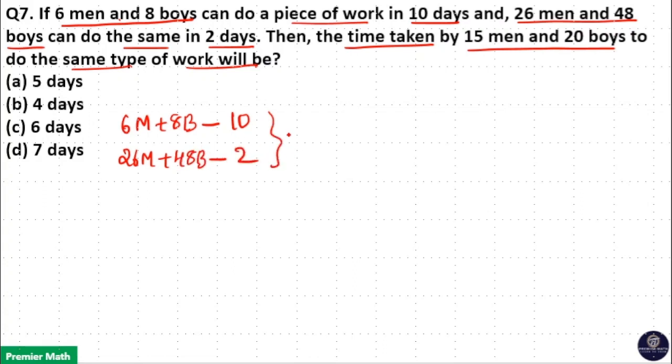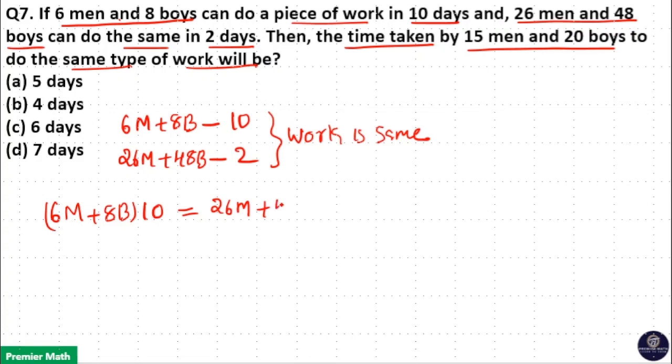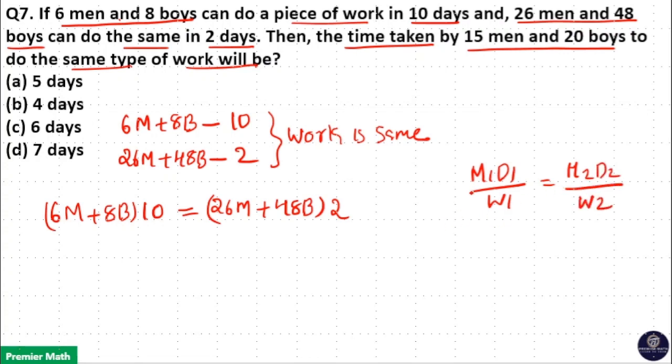Now the work is same. So equalize it. That is 6 men plus 8 boys can do a job in 10 days and the same work can be done by 26 men and 48 boys in 2 days. Here we are using the formula M1 D1 by W1 is equal to M2 D2 divided by W2. That is M1 is equal to number of men, women or children. D1 means number of days, months or years. W1 is the work rate.